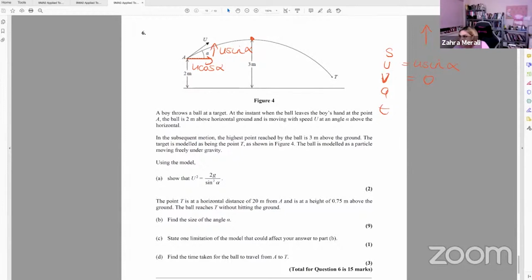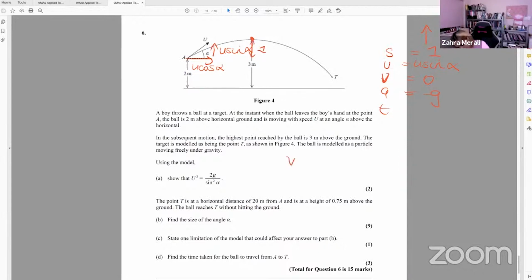We're trying to find S. Well, we know what S is. We know this distance here must be 1, so S is 1 minus G.